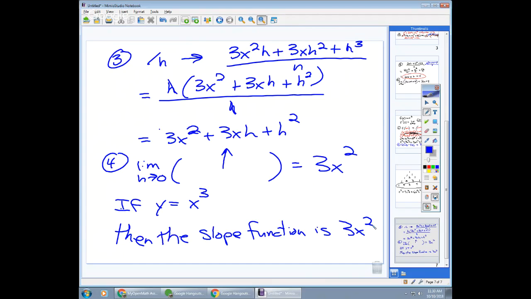If I had called this f of x, the slope function would be called f prime of x. Sometimes we just write a y instead, so I could say this is y prime. That's how I designate y as a slope function.